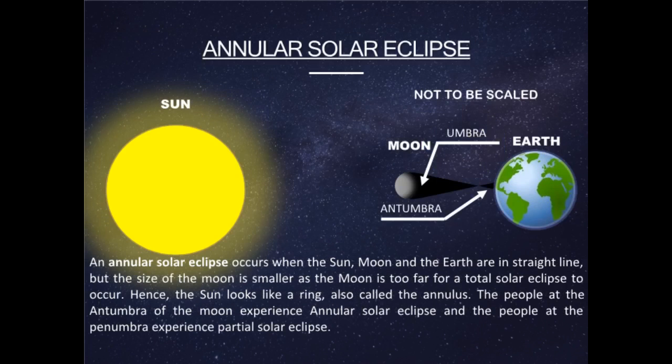An annular solar eclipse occurs when the sun, moon and the Earth are in a straight line, but the size of the moon is smaller, as the moon is too far for a total solar eclipse to occur. Hence, the sun looks like a ring, also called the annulus. The people at the antumbra of the moon experience annular solar eclipse, and the people at the penumbra experience partial solar eclipse.